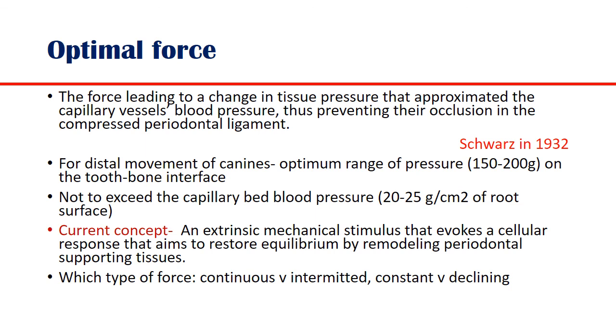bed blood pressure. Because you see that the initial effect was taken up by the blood vessels only when they form the precapillary network. So if you maintain that pressure at the capillary bed pressure, then no harm is going to happen. You will not have any root resorption, you will not have any undue undermining resorption. So that pressure is equal to 20 to 25 grams per centimeter square of root surface.